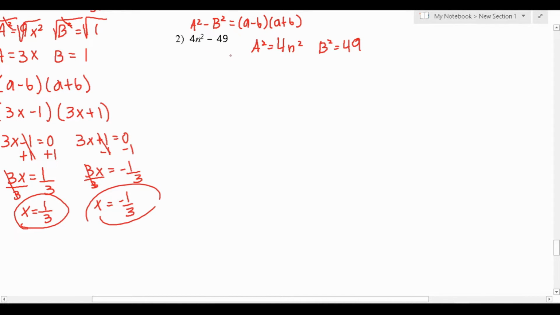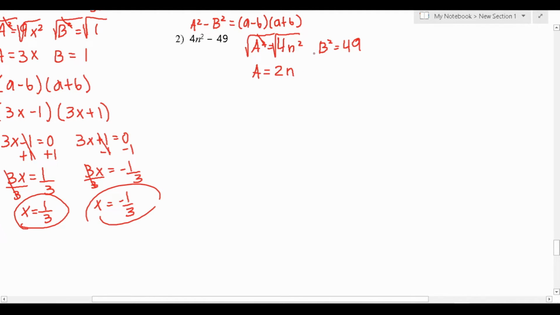Again, to go from a squared to just a, we're going to take the square root of both sides. This is going to cross out, leaving you with just a. The square root of 4 is 2. The square root of n squared is just n.